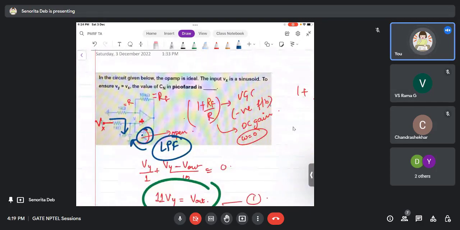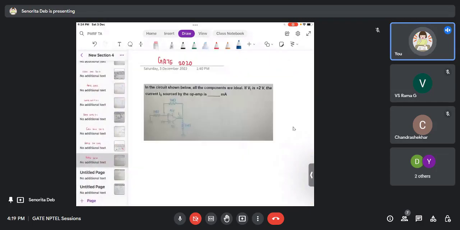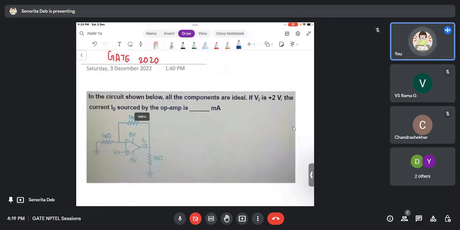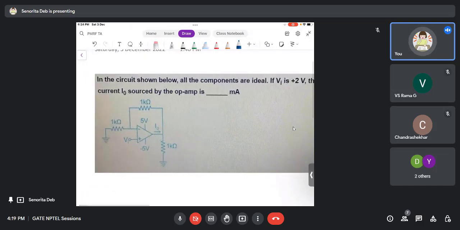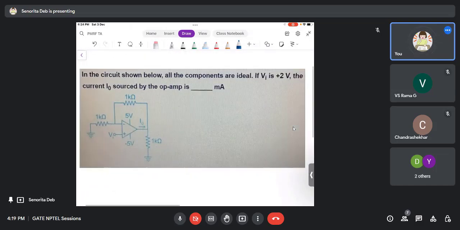Okay, so let me go to the second problem. Yes, this was asked in GATE 2020, probably a 1 mark question. Okay, so Chandrasekhar, is the doubt clear?